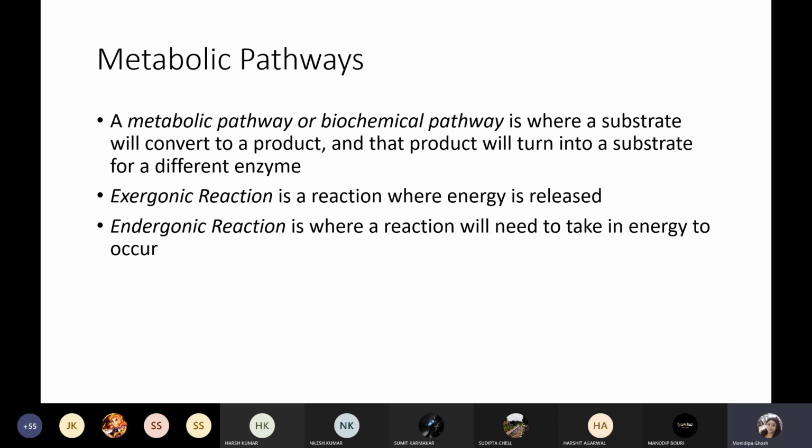These reactions may be of two types, exergonic and endergonic. In an exergonic reaction, energy is released, and in an endergonic reaction, an intake of energy is needed. So here ATP will be produced, and here ATP will be deposited, and ADP will be the byproduct. Understood?